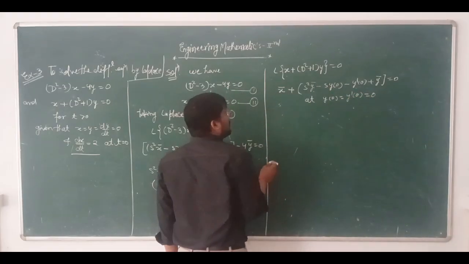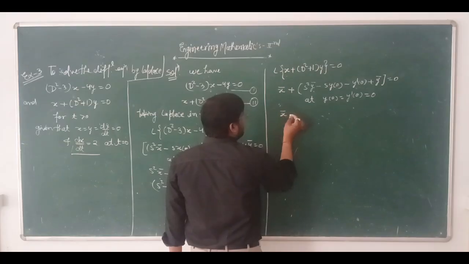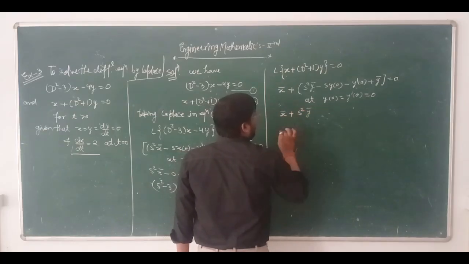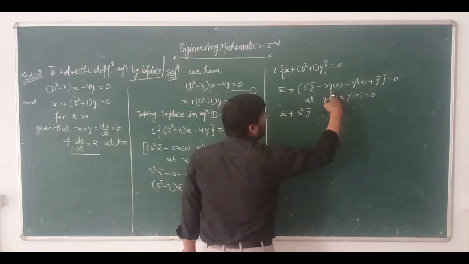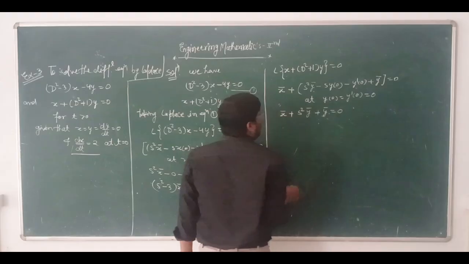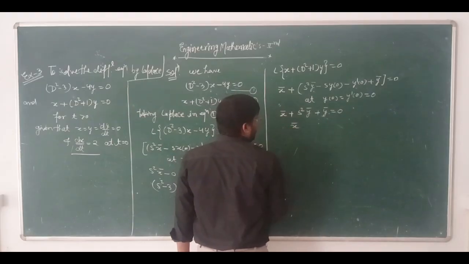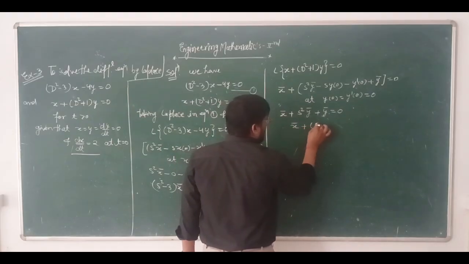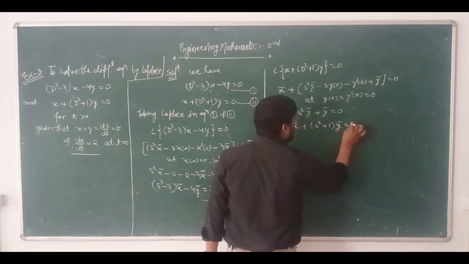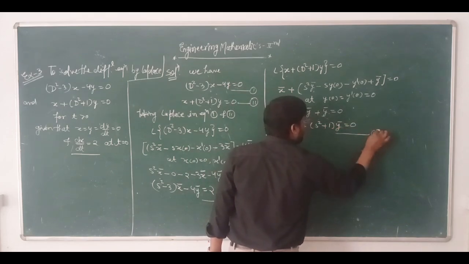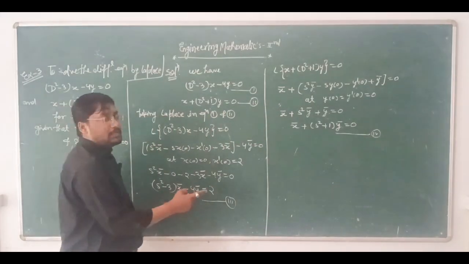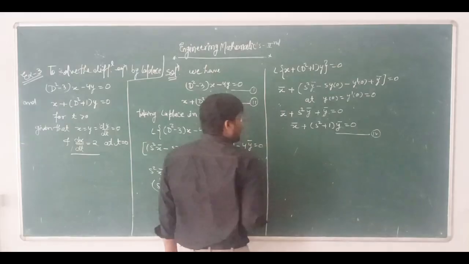Put this value in this equation. Laplace of x plus s square Laplace of y, with this value 0, plus Laplace of y is equal to 0. Now you can write Laplace of x plus (s square plus 1) Laplace of y is equal to 0. This is equation number 4. Now you can write equation number 3 and this is equation number 4.